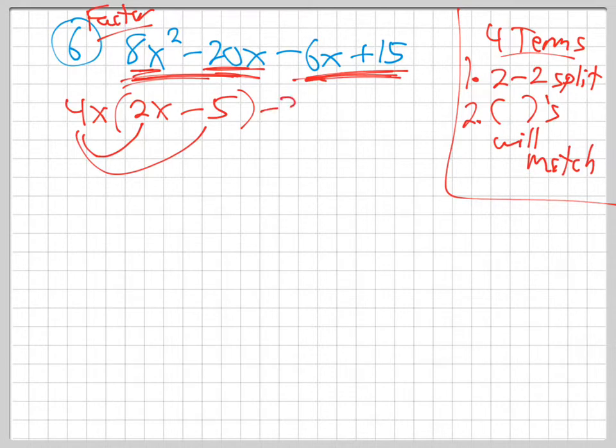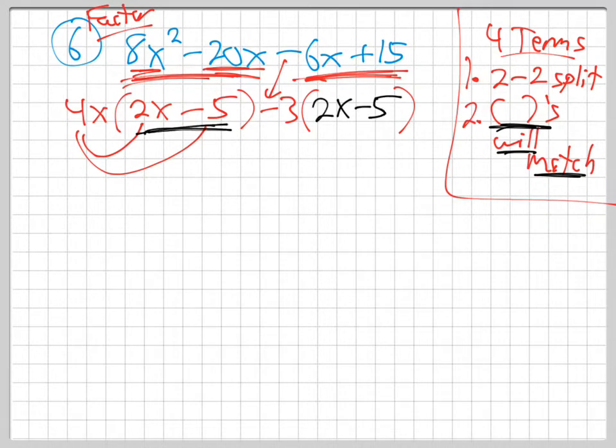Take out the minus 3, since there's a minus in there. Guess what's going to be in these parentheses? Parentheses will match. What's here will be there. Identical. Let's double check it. Is that true? Minus 3 times 2? Yeah, minus 6. Minus 3 times minus 5 is plus 15. Beautiful. So when you're doing a 2-2 split, the parentheses will match.